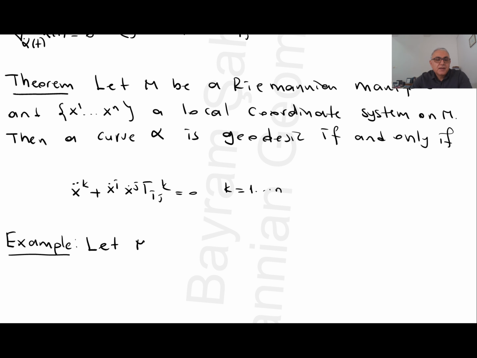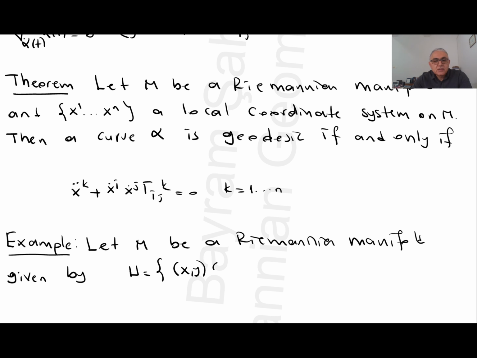Let M be a Riemannian manifold given by, let's say, U equals {(x, y) belonging to R², such that y > 0}, and the metric is (1/y²)(dx² + dy²).